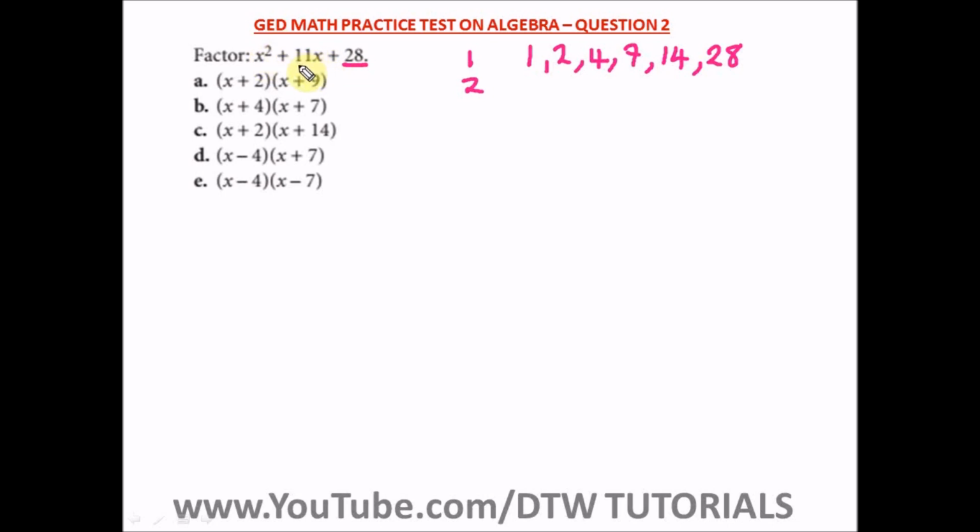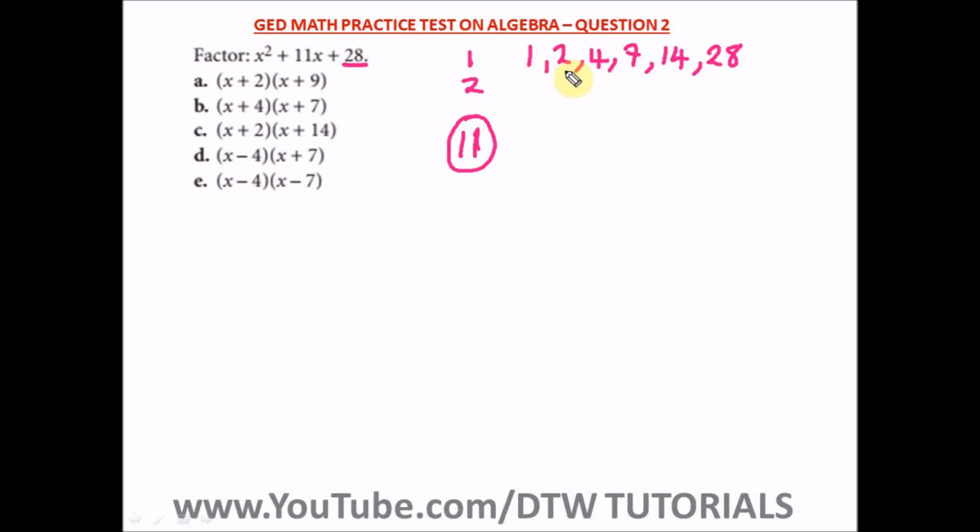All right, so the next digit is what? 11. Now you're going to find, from the factors of 28, what numbers we can add or subtract that would give us 11. Here we have a positive 11. If it was a negative 11, there would be a different scenario. But here we have a positive 11. So what can we add from these factors that would give us 11?